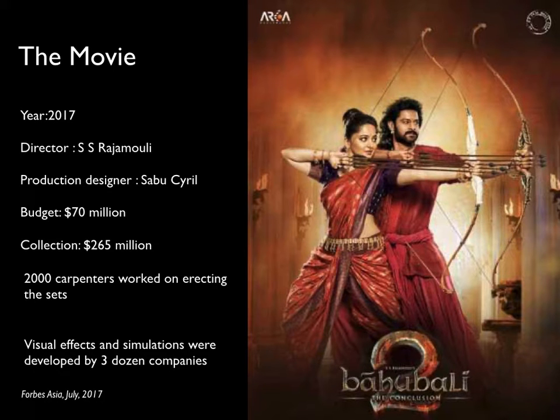Bahubali. India's most expensive film franchise, Bahubali 1 and 2, is all about scale, lavish sets, and special effects. Made with a budget of $70 million, the film became the second largest grosser in Indian cinema, crossing $265 million. Larger than life sets were erected at Ramoji Film City in Hyderabad, where 2,000 carpenters, painters, and prop builders created a kingdom replete with two palaces and plenty of statues. Visual effects were created by 3 dozen companies which helped simulate the terrains and battle scenes.